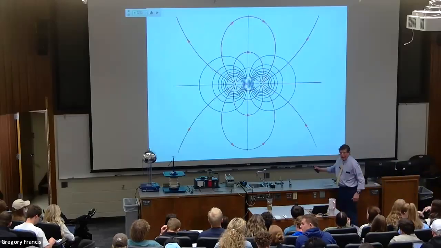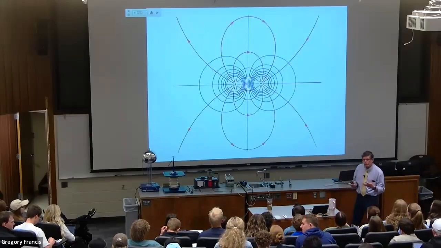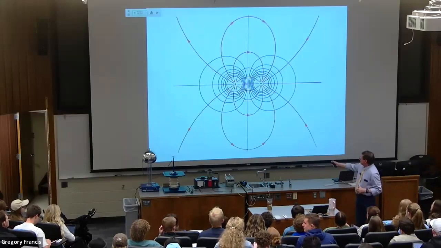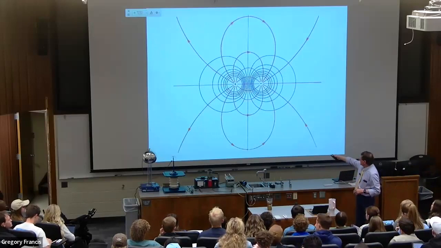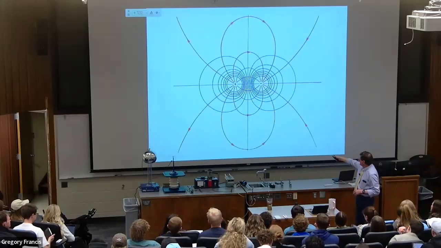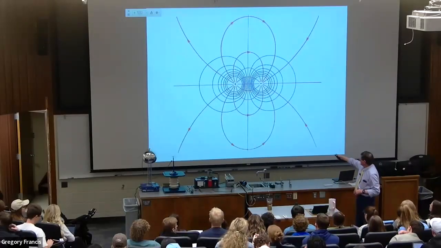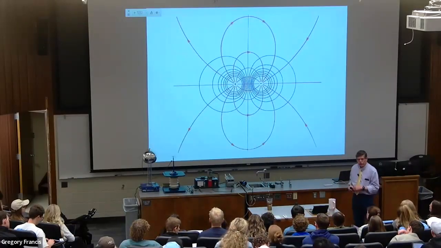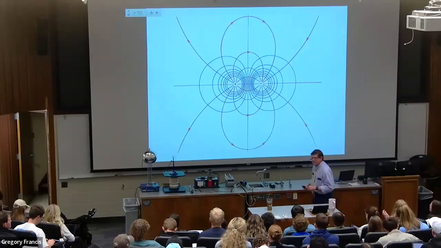I hope you all remember that the voltage is higher near a positive charge. And so this would be the mesa. And here's the cliff, and that would be the sinkhole where the voltage is the lowest.